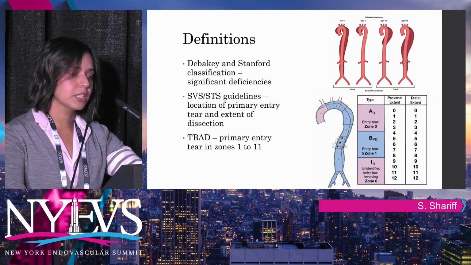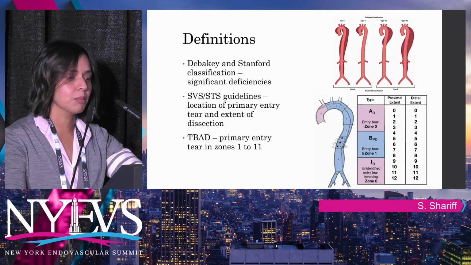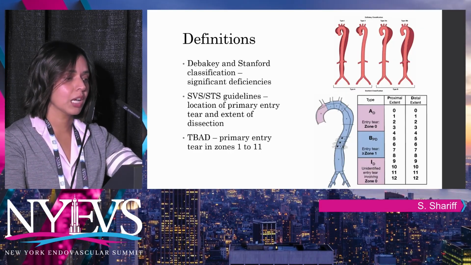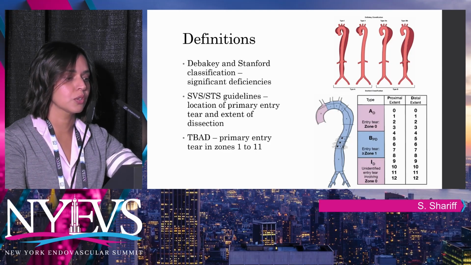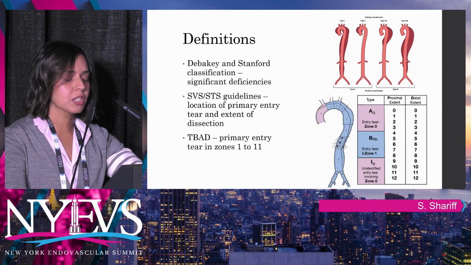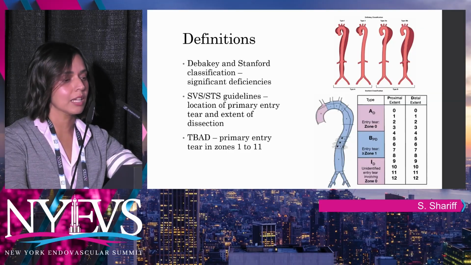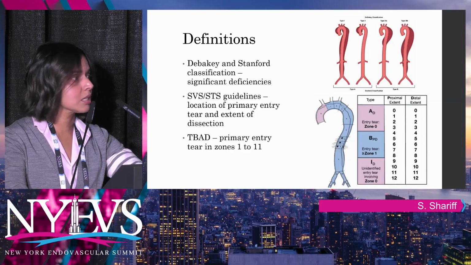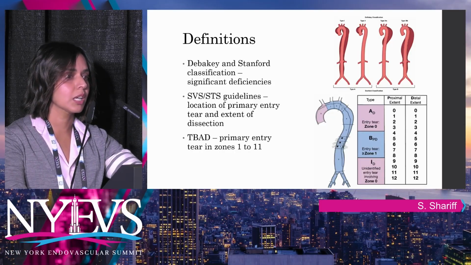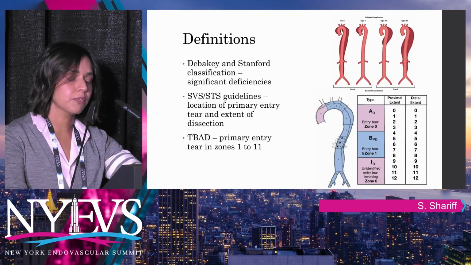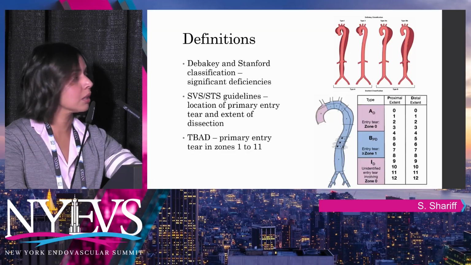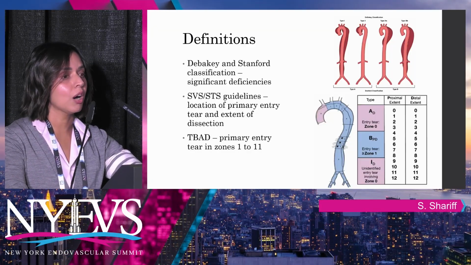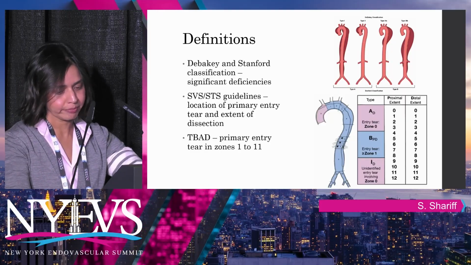More recently, in 2020, the SVS and STS came up with a new classification, which is based on the location of the primary entry tear and the extent of the longitudinal dissection. So a primary entry tear in zone 1 to 11 is classified as a type B dissection. So the way it's done is, say there's a tear in zone 3 and there's retrograde extension of the hematoma into the left carotid, and then it extends further distally. That would be a type B 210.